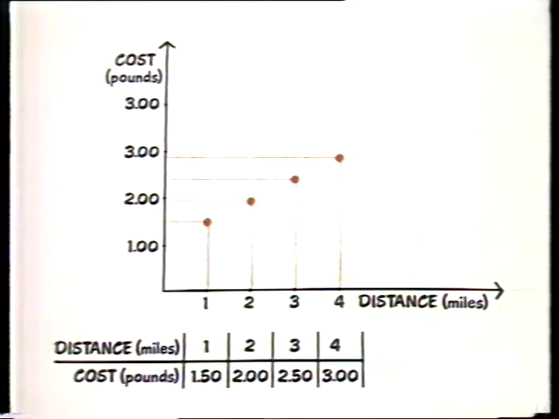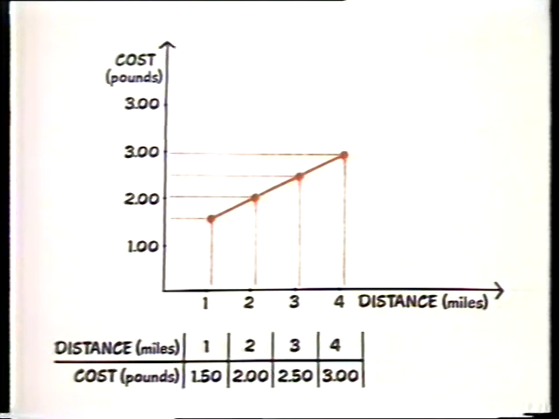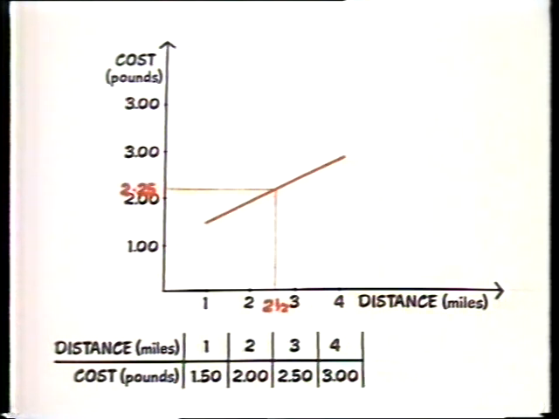It is tempting, and I never resist temptation, to join these points up to make a straight line. But yield to temptation with caution. By drawing that line, we've got a lot of extra points. Do these other points on the line mean anything? Take a distance of 2.5 miles. Go up to the graph and then across to the cost axis. It says £2.25. Is that right?